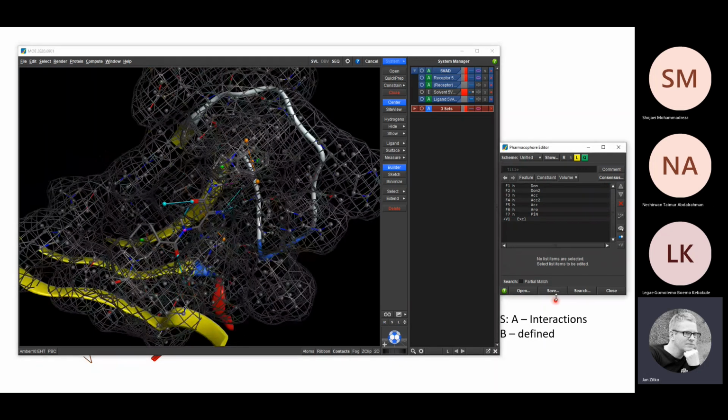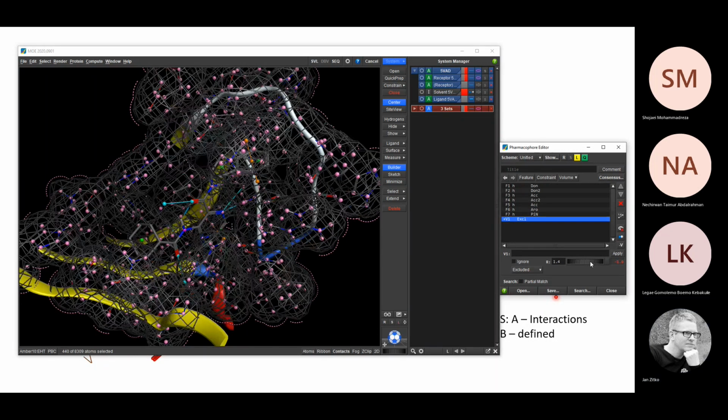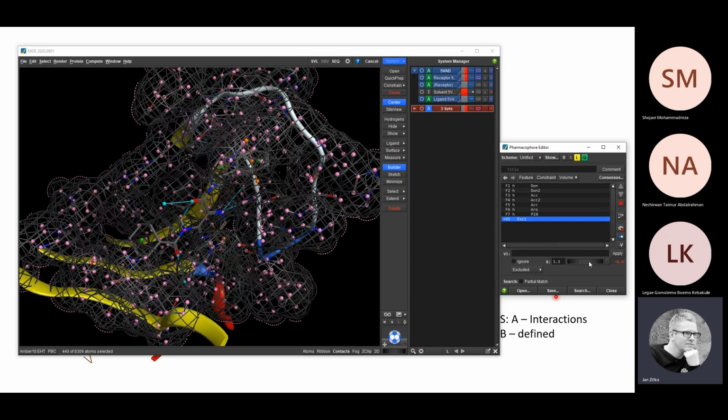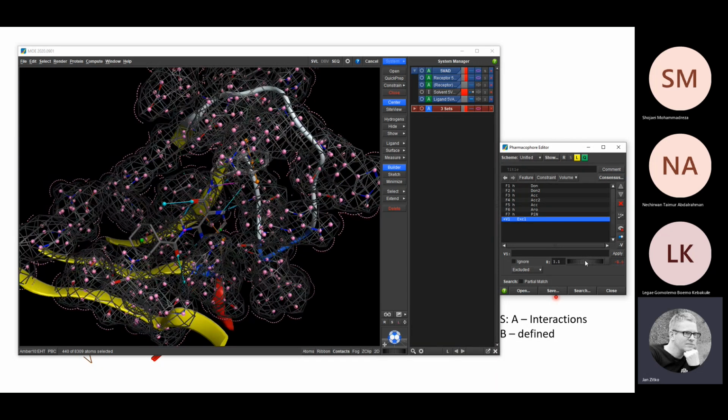If you want to be more tolerant, you can take the excluded volume and decrease the factor for the van der Waals radius a little bit. By decreasing this, you are a little bit more permissive, a little bit less strict. So you are basically allowing for some protein flexibility, that the amino acid can back up a little bit when the ligand is being bound.